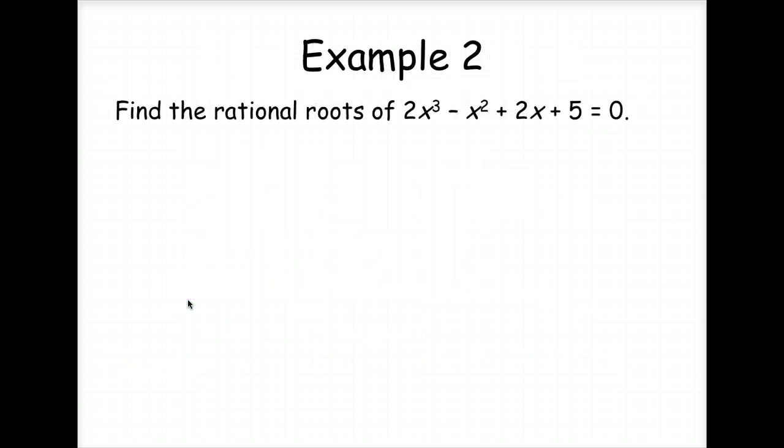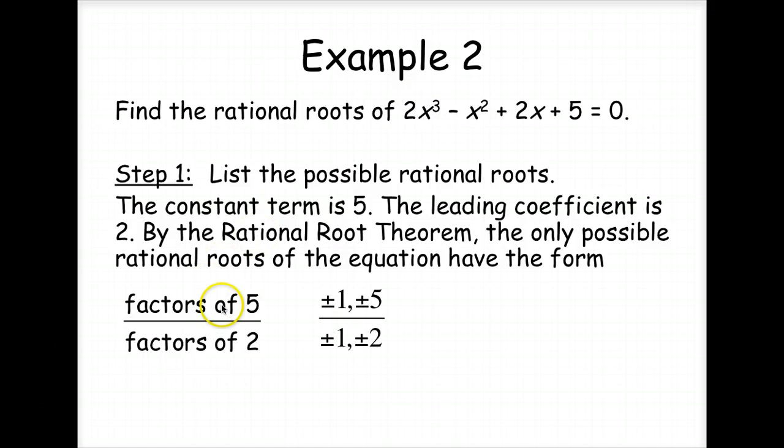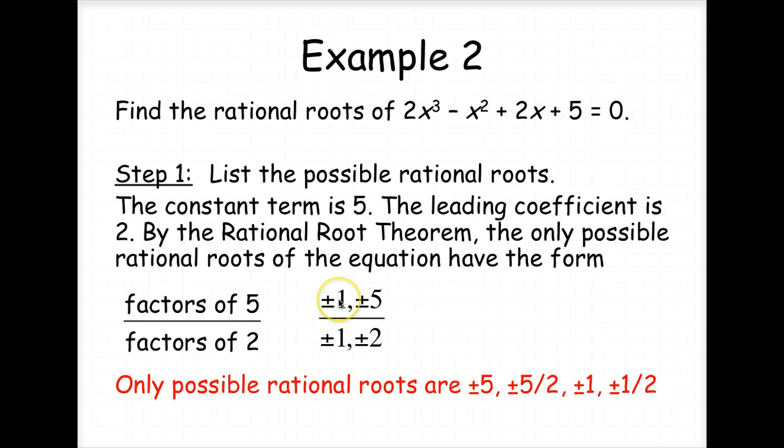Let's try another one out. We're to find the rational roots of this function. So our constant again is 5. This time our coefficient is 2. So we're going to list all the factors of 5 and 2. Our possible choices, if we've got p over q, would be a positive or negative 1, positive or negative 1/2, positive or negative 5, positive and negative 5/2.